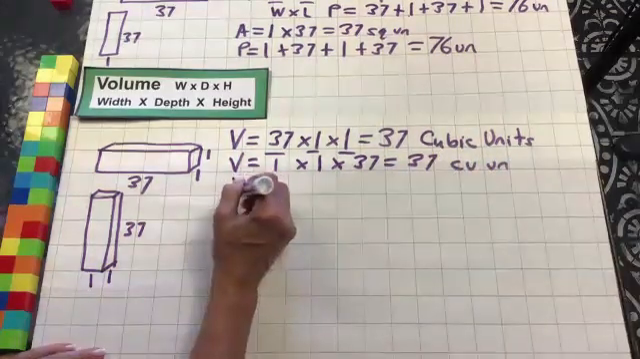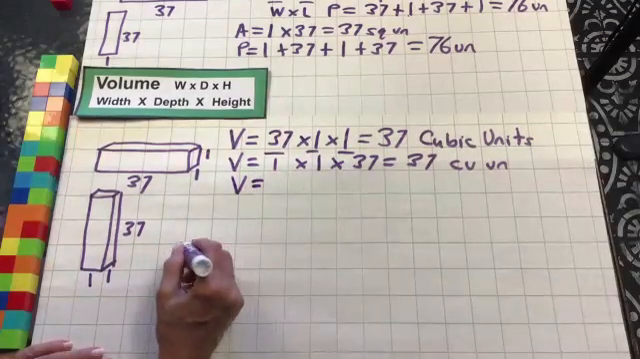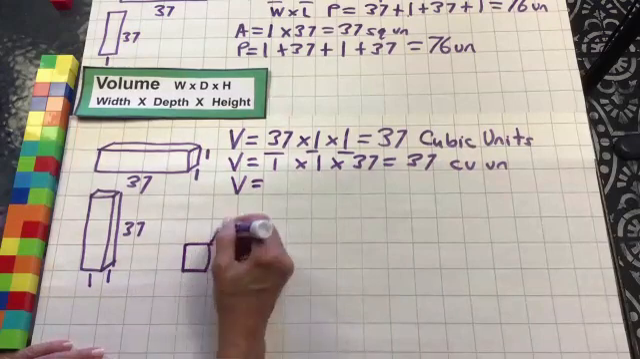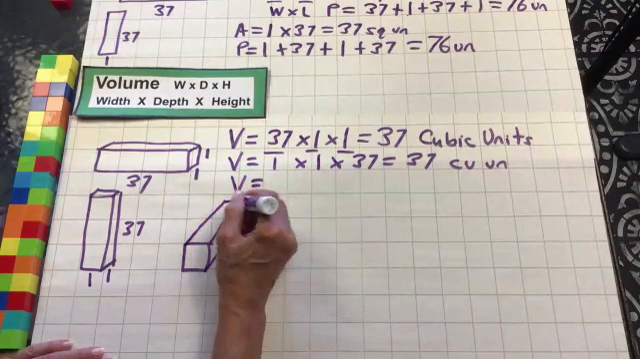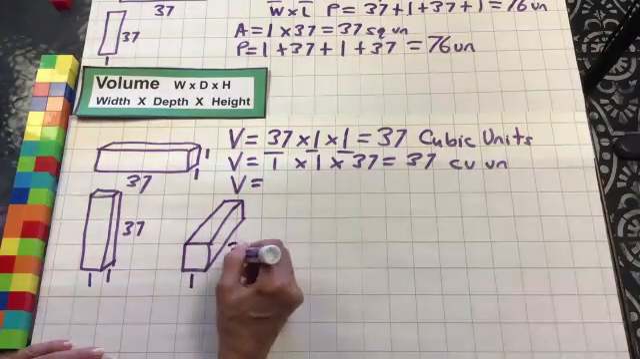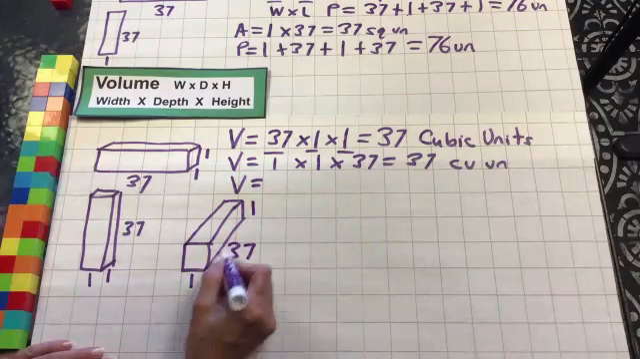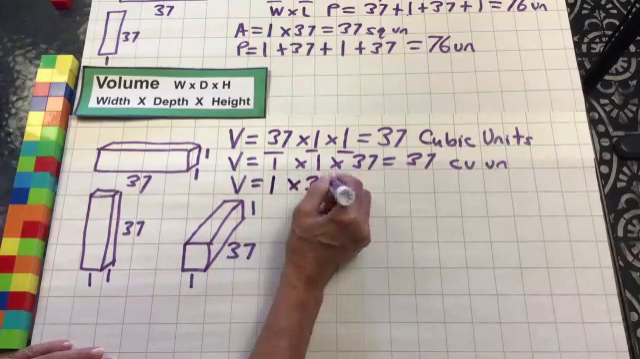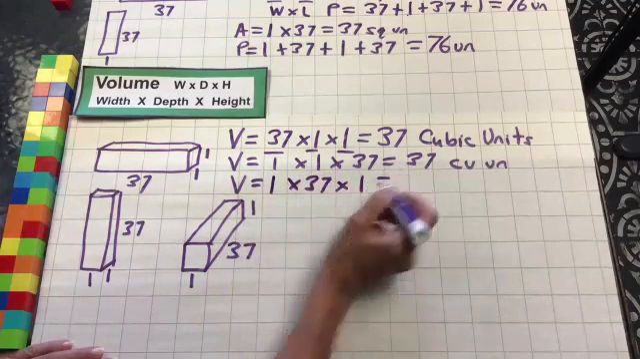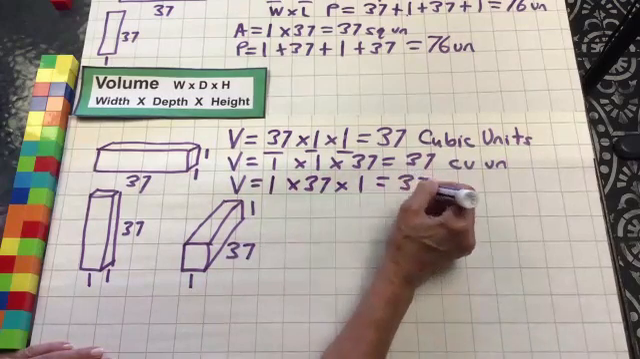All right, let's do the last one, because remember, this one we can have three ways. So we're going to make it the front, and then we're going to draw it 37 deep. So this is a 1 by 37 deep by 1 tall. So width by depth by height. 1 by 37 by 1 equals, well, 1 times 37 is 37. 1 times 37 is 37.